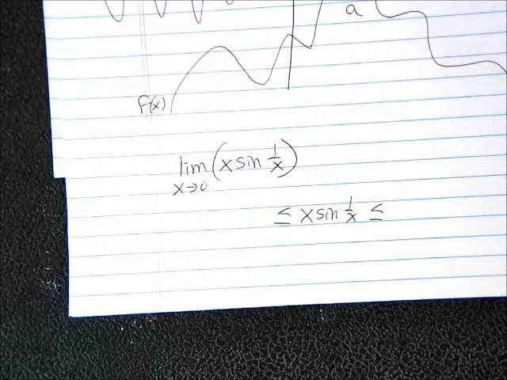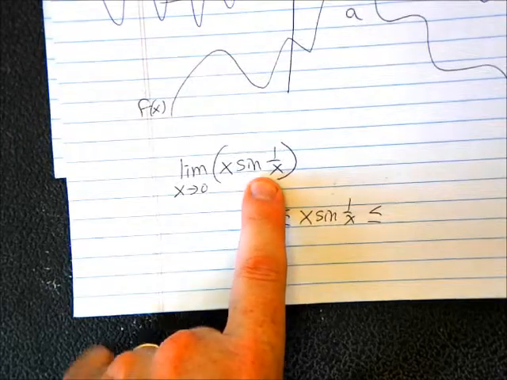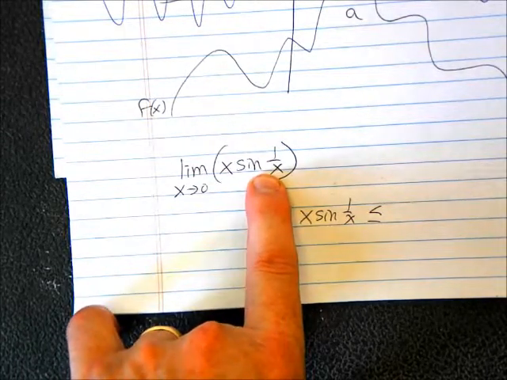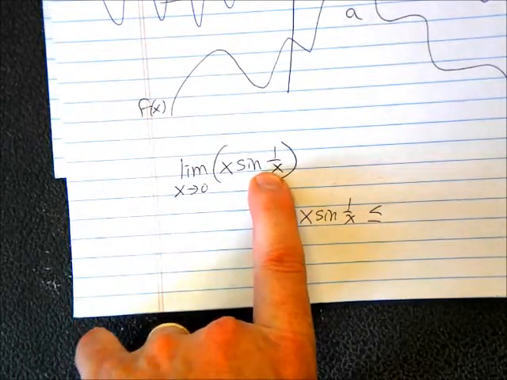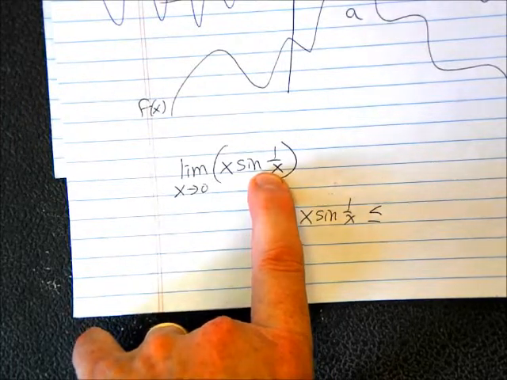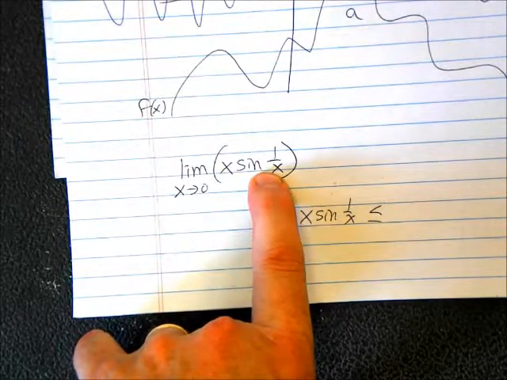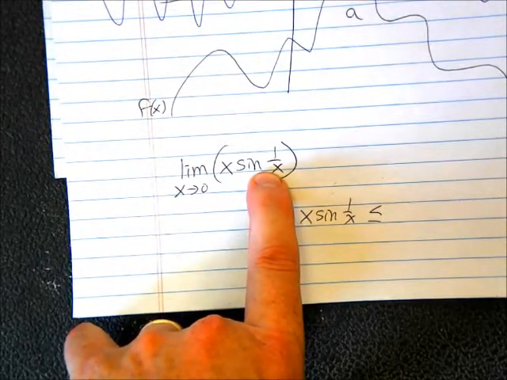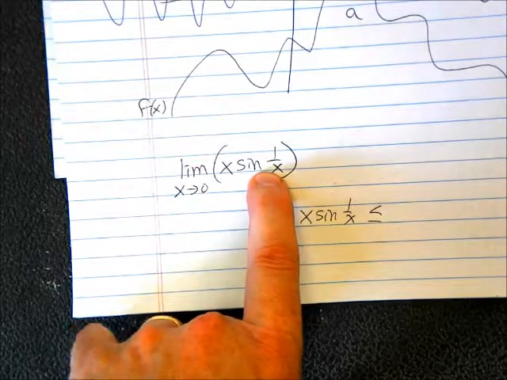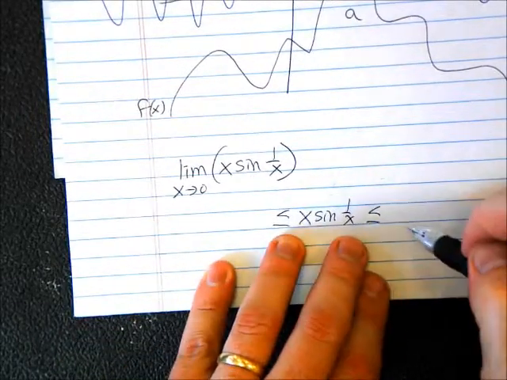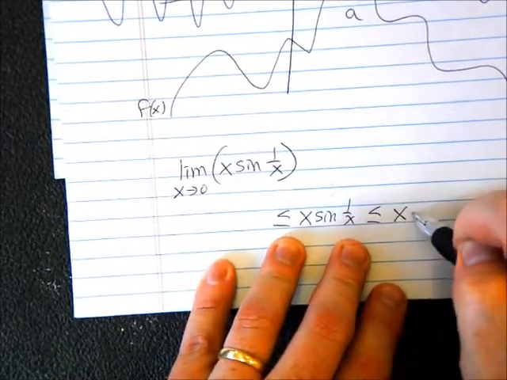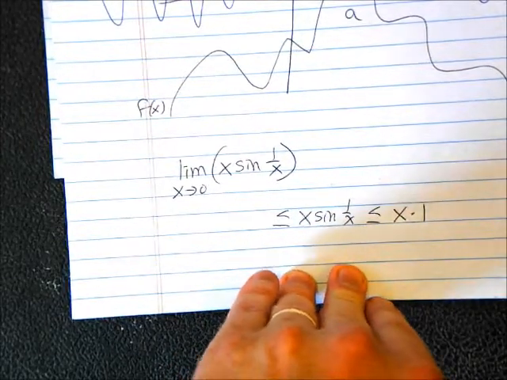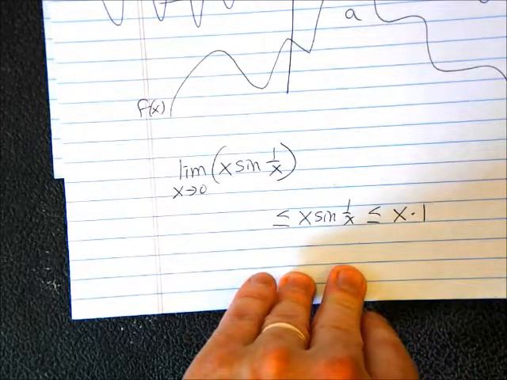And here's the idea. What's the biggest possible value for sine of 1 over x? How big can sine of 1 over x be? What's the biggest possible value for sine? Draw your sine wave. How high up does it go? 1. It only goes as high as 1, doesn't it? So what's the biggest possible value for sine? 1. So this is less than or equal to x times 1. That's the biggest that function could possibly be.